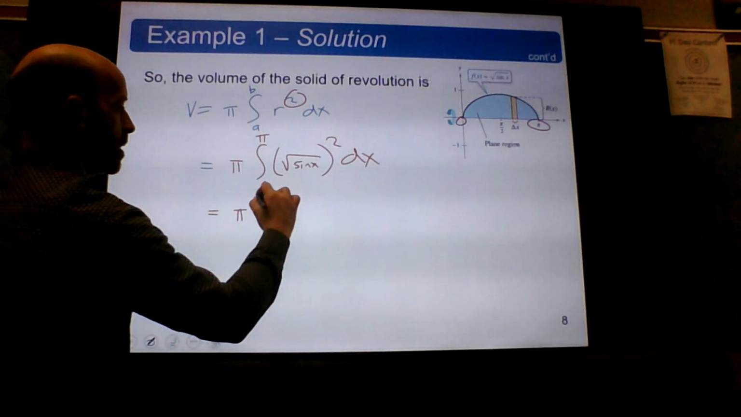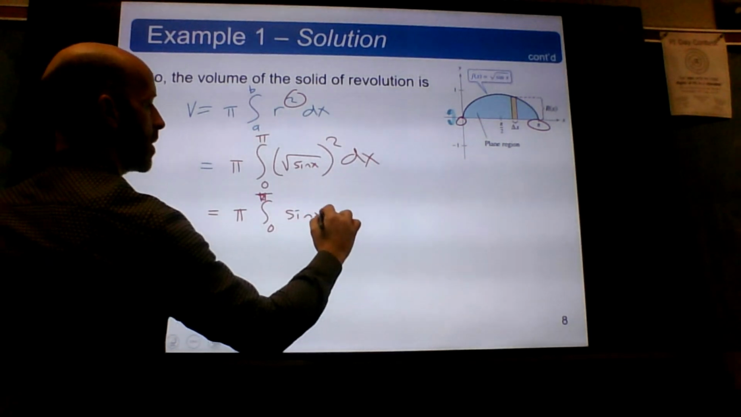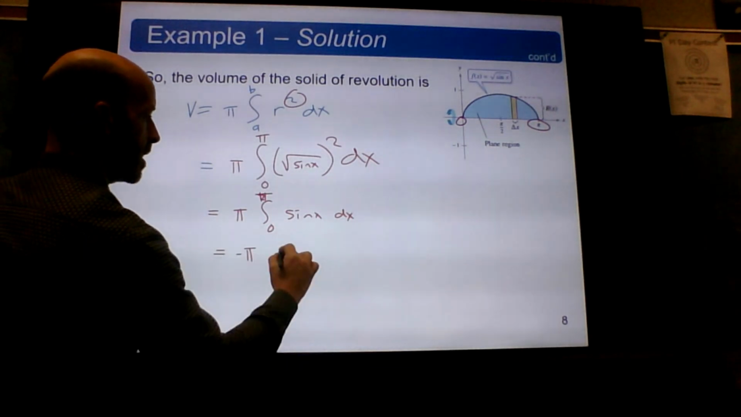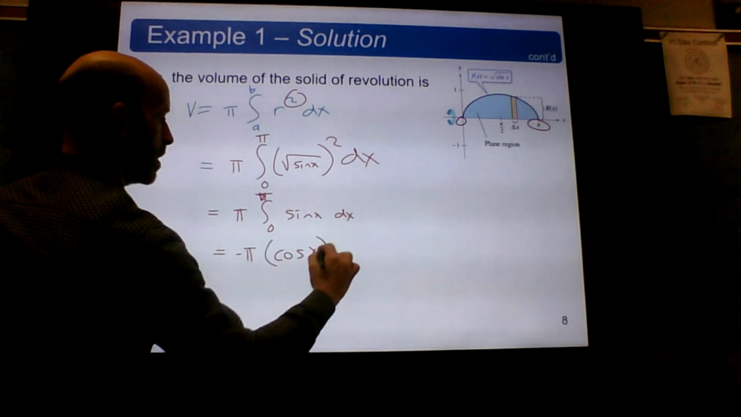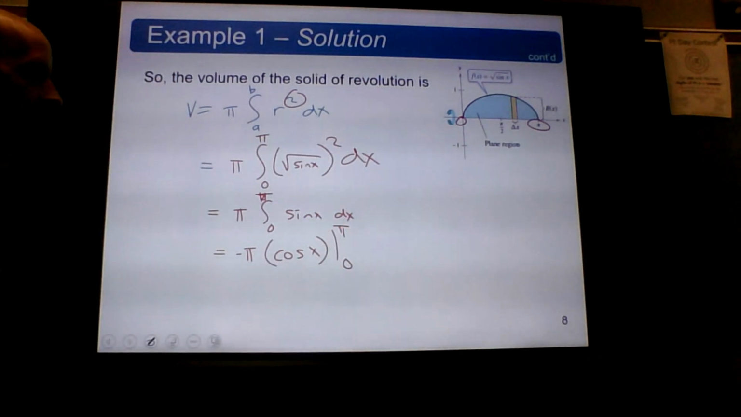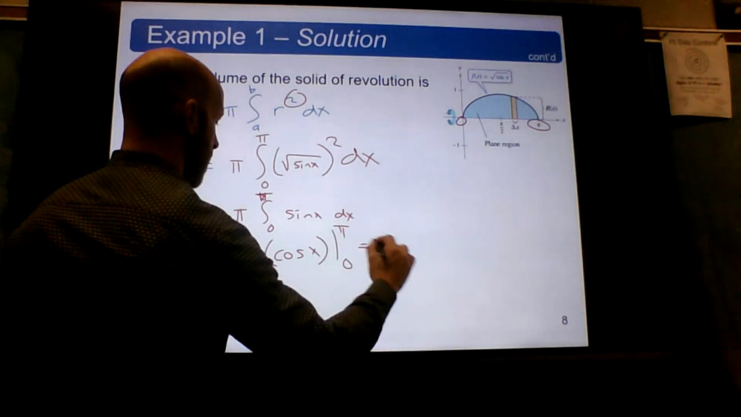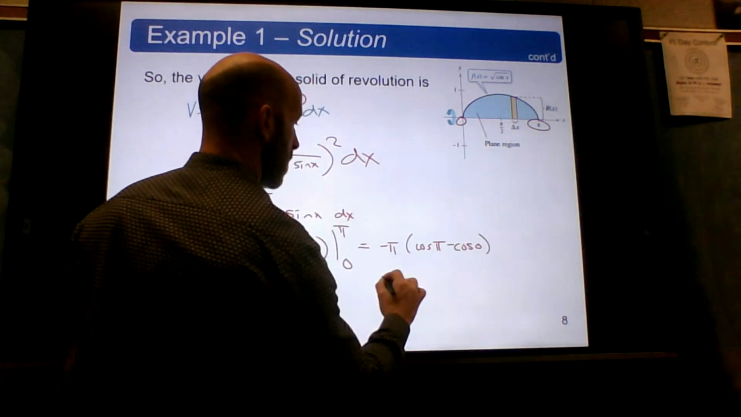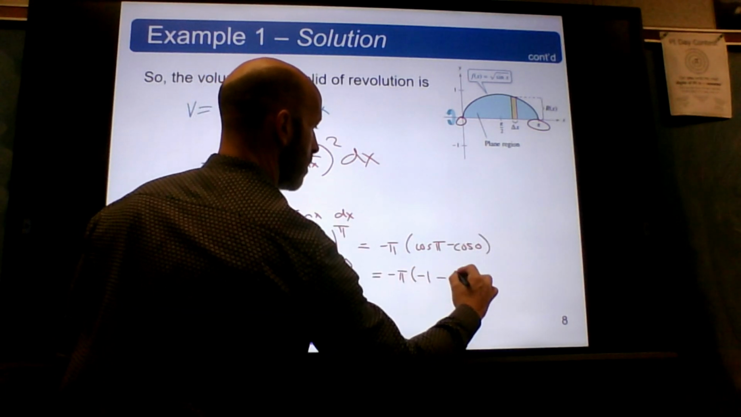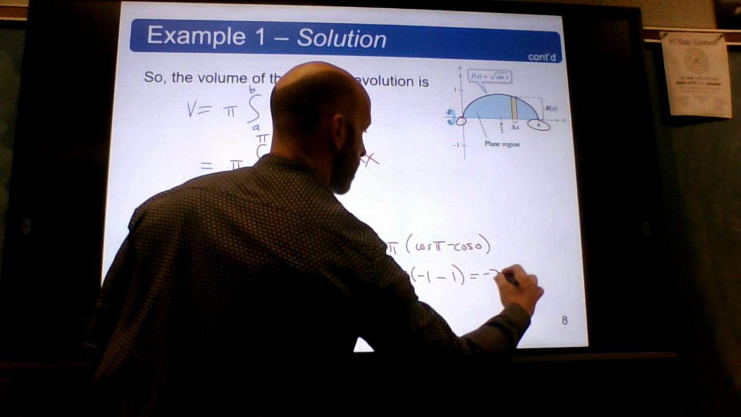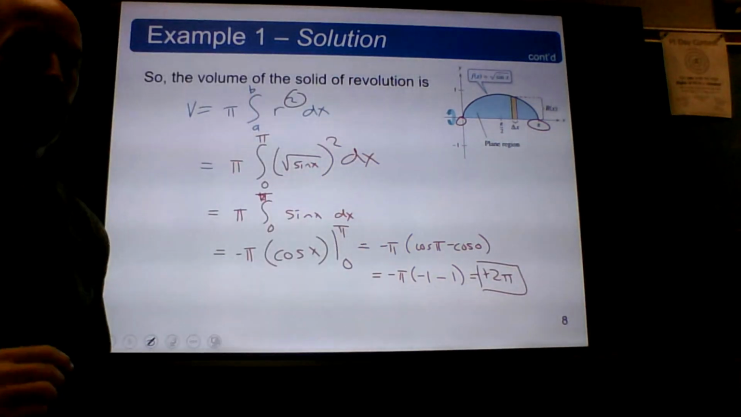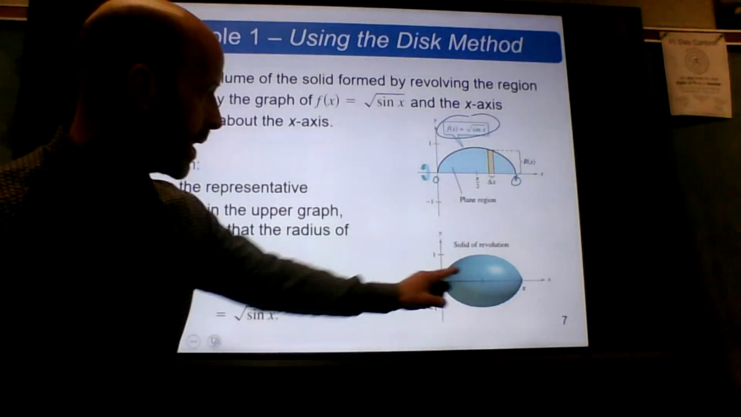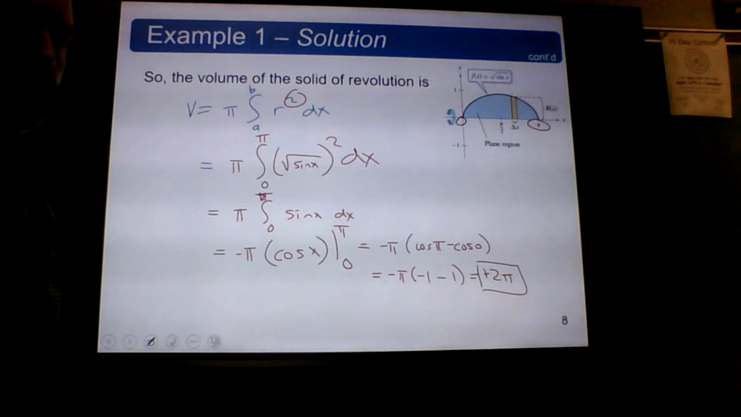Now I'll go ahead and quickly work this one out manually. Of course, when you square a square root, the square root goes away. And then you get pi, and then negative cosine x, and you would evaluate the antiderivative at pi and 0. You end up getting negative pi times the cosine of pi minus the cosine of 0, which ends up being negative pi times negative 1 minus 1, which is negative and a negative, which makes a positive 2 pi. So the volume of this region here would be 2 pi units.